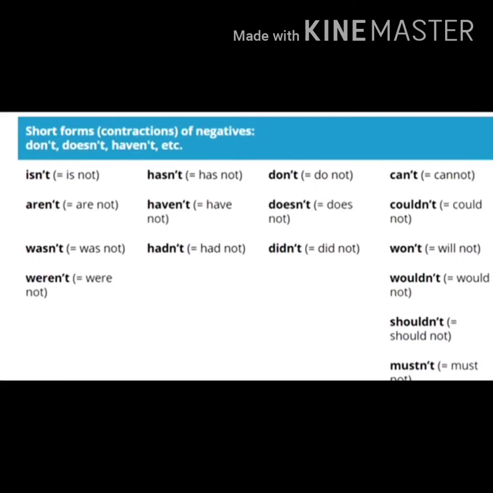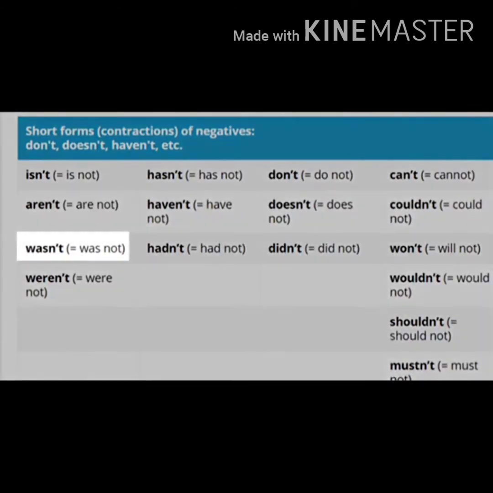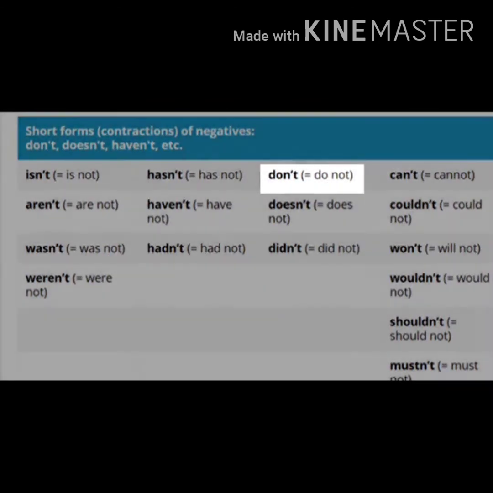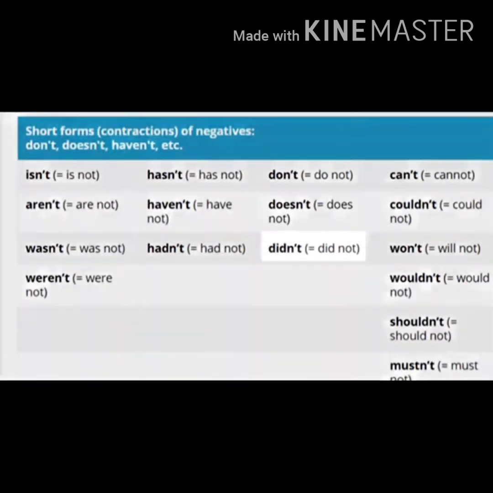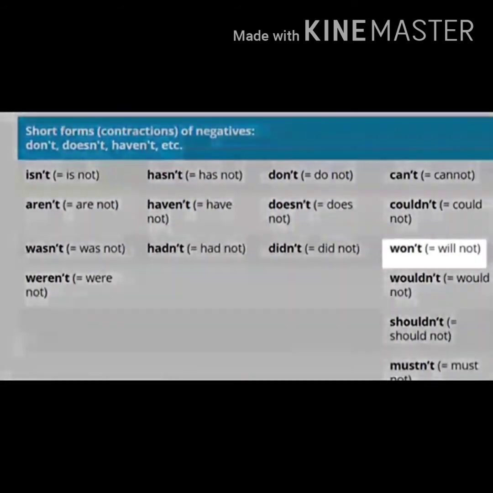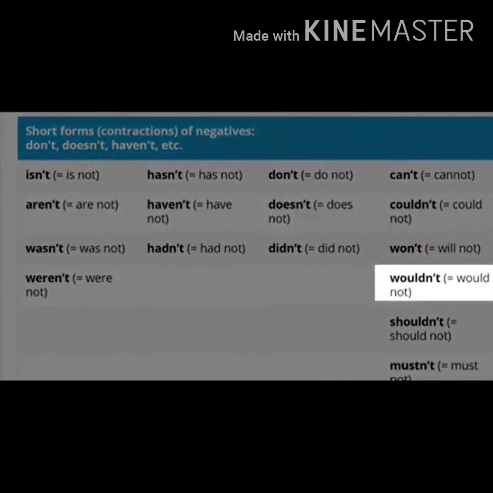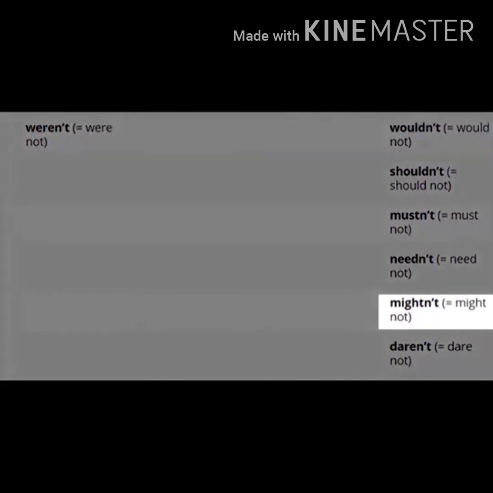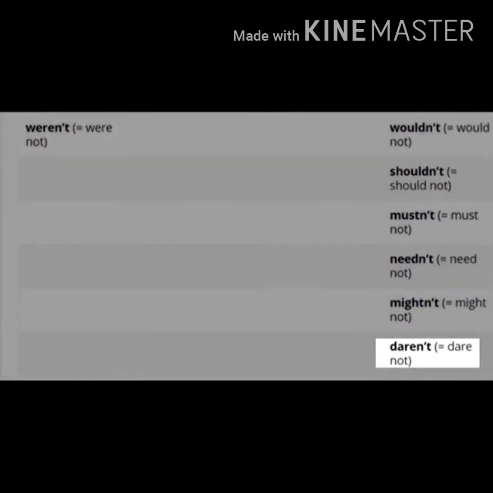Now see some contractions of negatives. Isn't, is not, aren't, are not, wasn't, was not, weren't, were not, hasn't, has not, haven't, have not, hadn't, had not, don't, do not, doesn't, does not, didn't, did not, can't, cannot, couldn't, could not, won't, will not, wouldn't, would not, shouldn't, should not, mustn't, must not, needn't, need not, mightn't, might not, daren't, dare not.